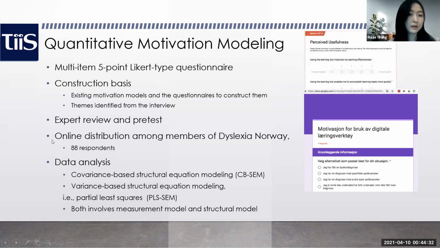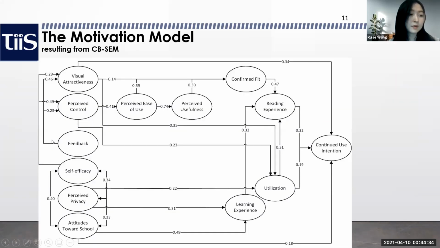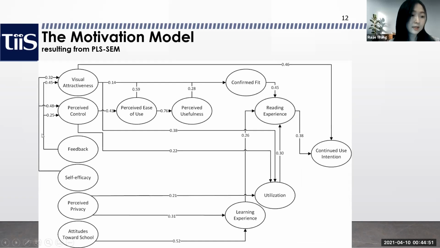Results. This is a motivation model resulting from CB-SEM, showing how different factors work together to influence continued intention to use an e-learning system. All paths between factors were significant, showing path coefficient, which is the standardized beta. And this is a motivation model resulting from PLS-SEM. All paths are significant as well. We can see it's very similar to the last one.